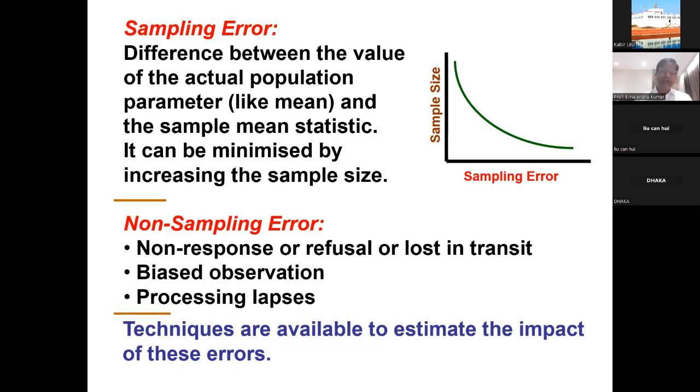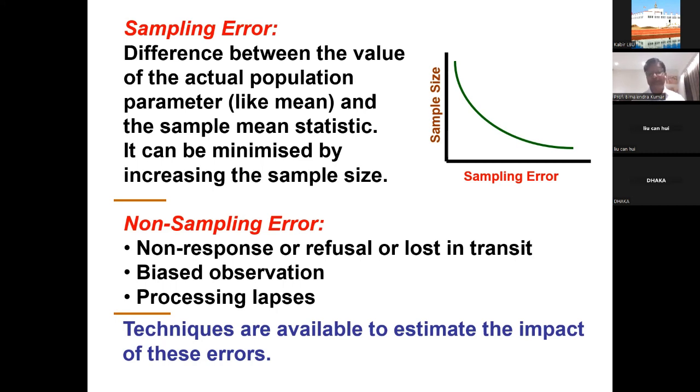So in this sampling method or survey method, there is a probability of 5% sampling error also. This difference between the value of the actual population parameter, like the mean, and the sample mean statistic can be minimized by increasing the sample size. That is why it is said that if you select 15, 20 or 25% in one area, and also select another portion of 15 or 20% of the same village, then there can be more accuracy.